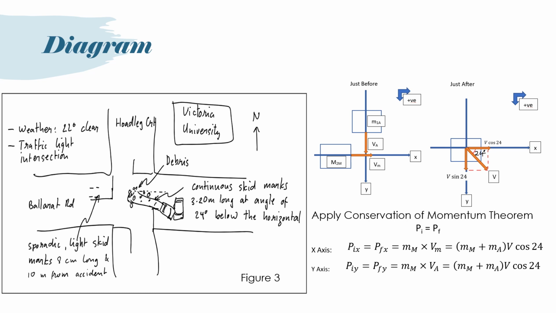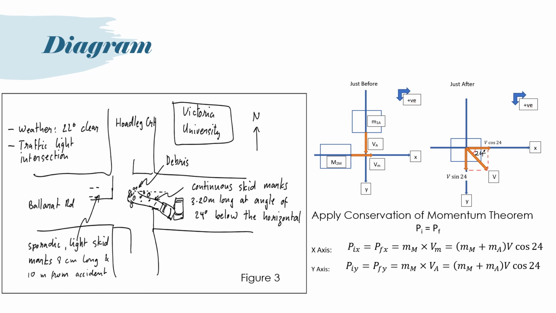Furthermore, we apply the conservation of momentum theory to identify the x direction and the y direction. The equation below is the way to compute the x direction and the y direction of the momentum. The x direction represents the direction of the Mitsubishi acting on the horizontal line, and the y direction represents the Audi acting on the vertical line.